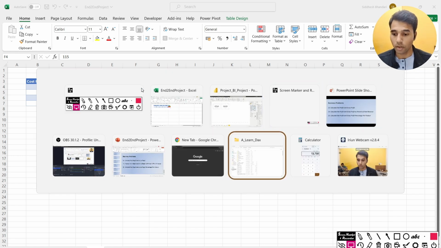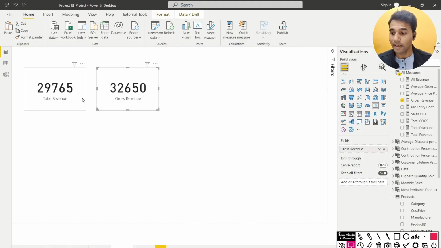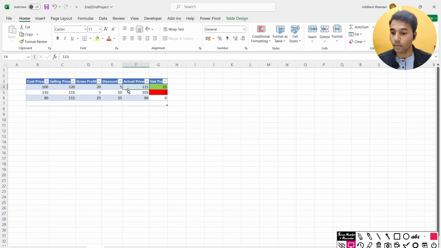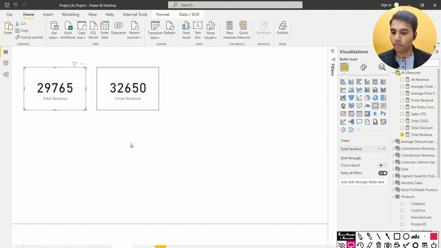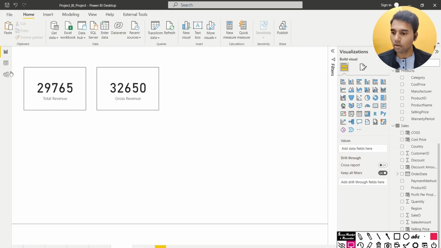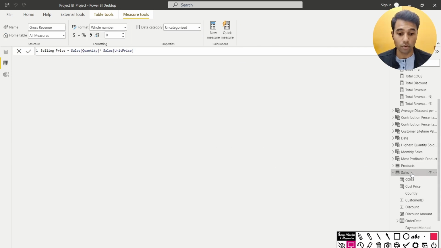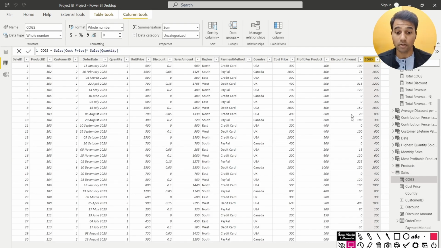So this is my gross revenue, which is similar to this selling price in my Excel. Yeah, and this value, which is 29765, is similar to this value, my actual price. So now we need the cost price, which is the COGS. So let's go back to Power BI, and in order to calculate COGS, I'm going to use this COGS column. The COGS column is nothing but the sales cost price multiplied by sales quantity. Each product has some cost price and it was sold in a certain quantity, so the product of that is going to be the cost of goods sold.